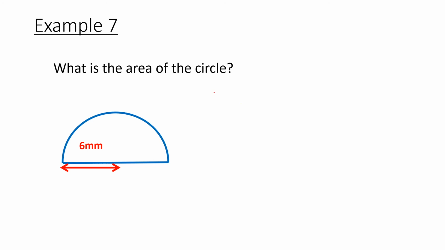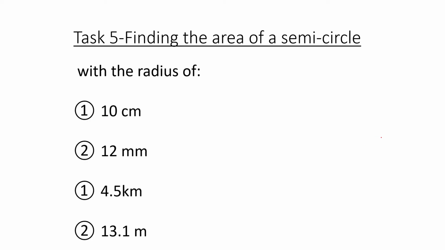Next example, so again the area of our semicircle will be pi times radius squared divided by 2. So using our numbers that we know, we're substituting it in. So pi times 6 squared divided by 2, which is pi times 36 divided by 2. And that gives us an answer of 56.55 millimeters squared. So pause this video and have a go.